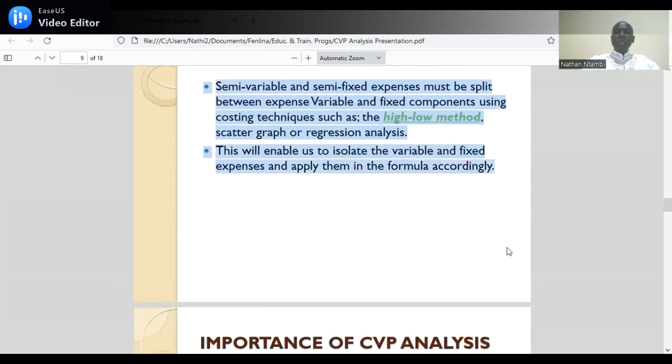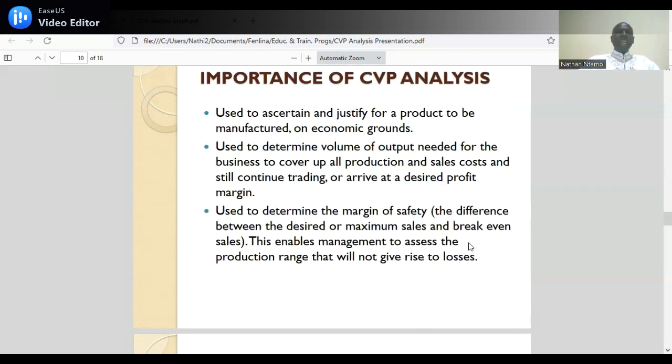Importance of CVP analysis. It is used to ascertain and justify for a product to be manufactured on economic grounds. CVP analysis is used to determine the volume of output needed for the business to cover all production and sales costs and still continue trading or arrive at a desired profit margin.